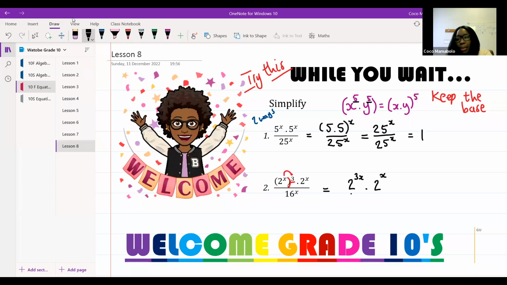Now, over here at the bottom, I've got an issue because I do not have an exponent that looks the same. So how can I rewrite 16 so that it has a base of 2, guys? Let me know.